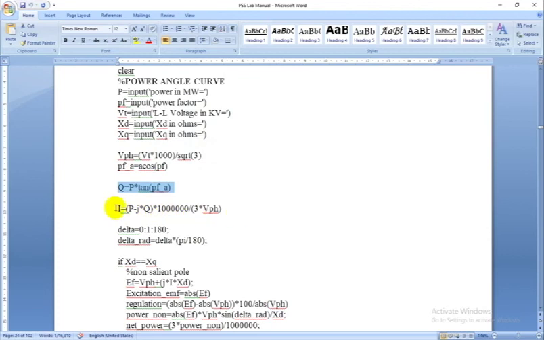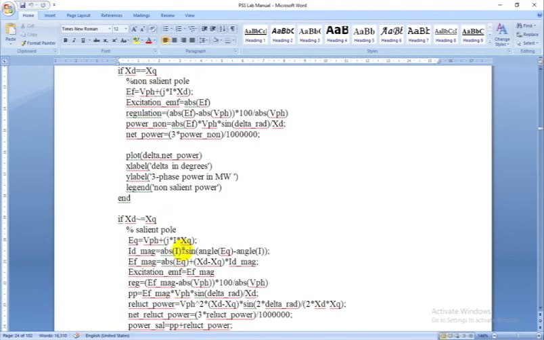So you are getting this in the respective units, and delta is varying from 0 to 180 degrees in steps of 1 degree, and in calculation the delta value is in radians. Therefore we are converting that into radians, that is pi by 180. If you multiply you will get radians, or 180 by pi if you do you will get degrees.